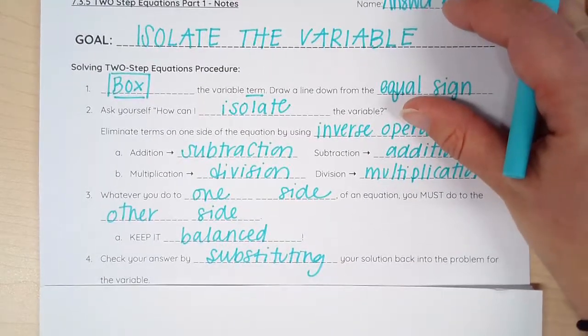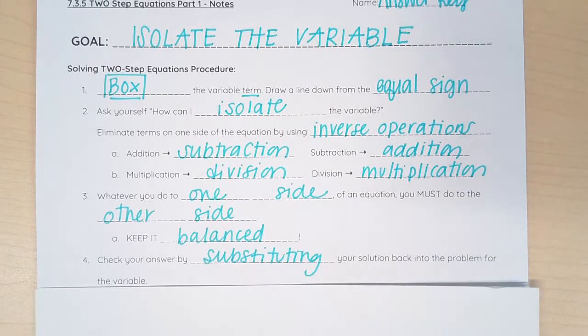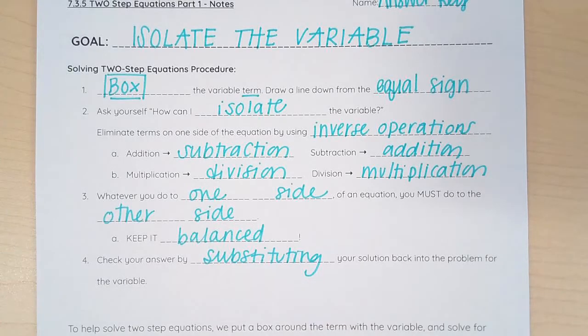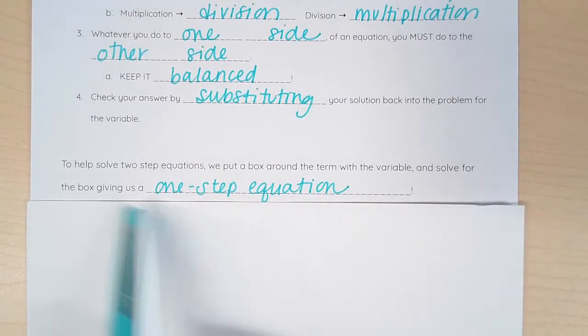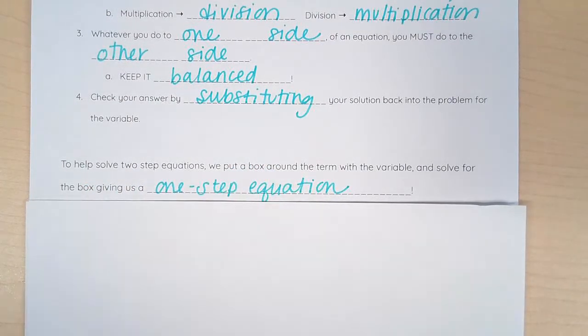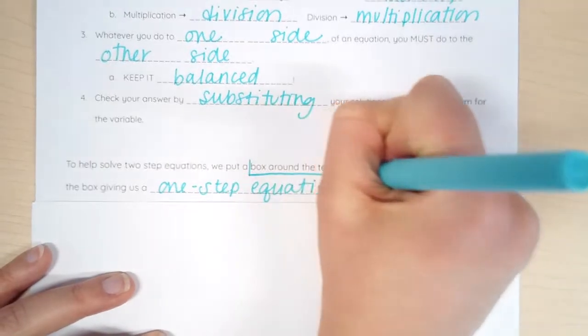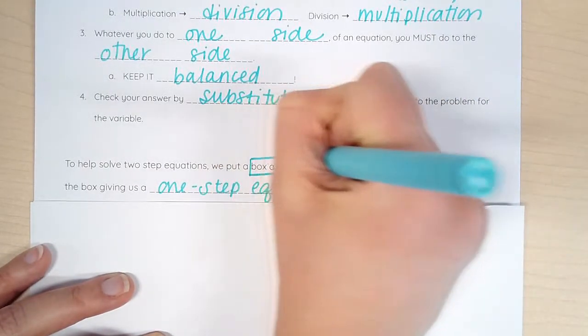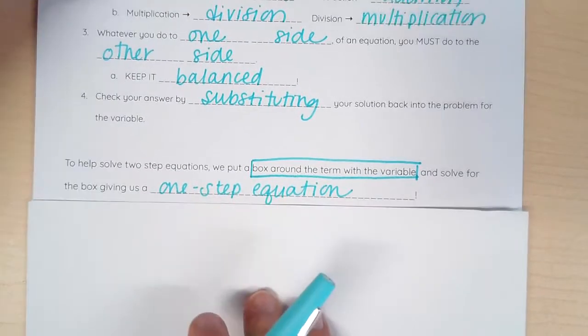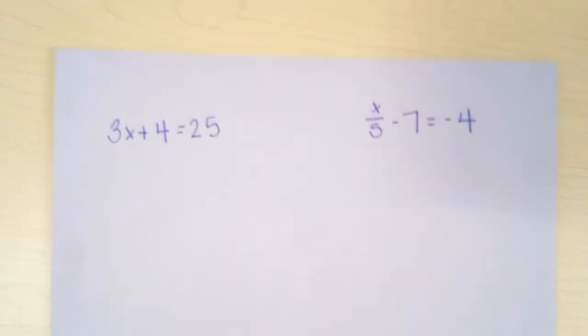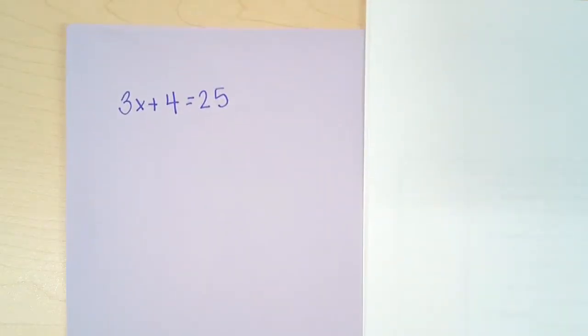Our last step is to check our answer. It is, again, more important now. We've got more steps. You must substitute in your solution to check your work. So what we do with these two-step equations is we have a box around the term with the variable, which will give us a one-step equation, which is pretty cool. Okay, so let's go ahead and give one a try.